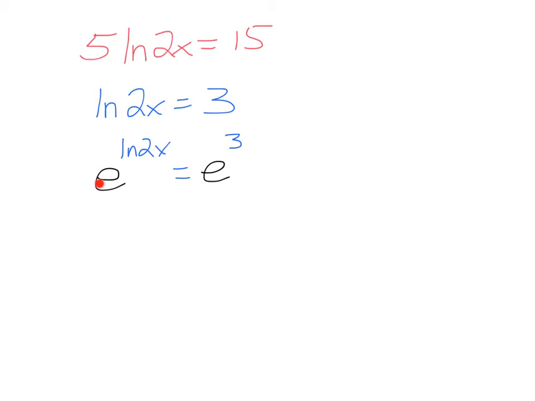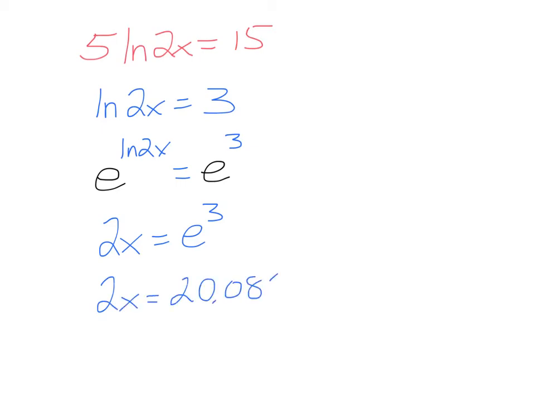And again, this is nice because we're just left with this 2x on this side and e to the third, and we just have to figure out what e to the third is. And so then we have 2x equaling 20.0855. We're going to divide that by 2 and have x equaling 10.0428.